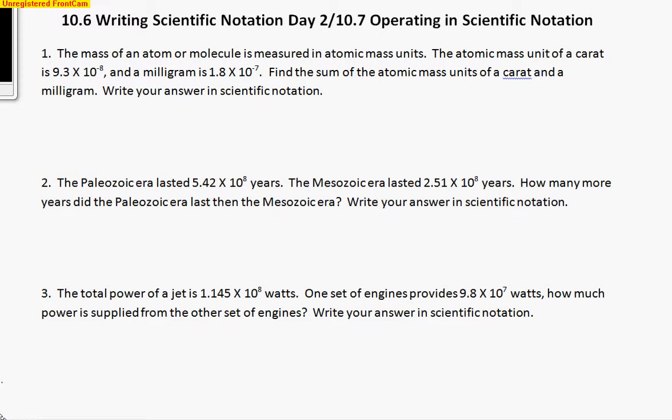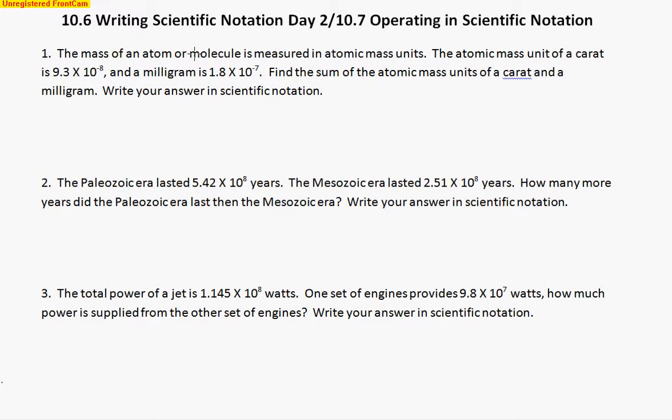This is the lesson for Chapter 10, Section 6, titled Writing Scientific Notation, day number 2. But I'm also adding in Chapter 10, Section 7, which is Operating in Scientific Notation.